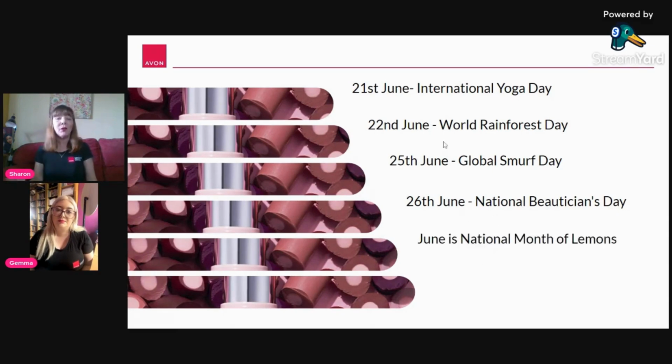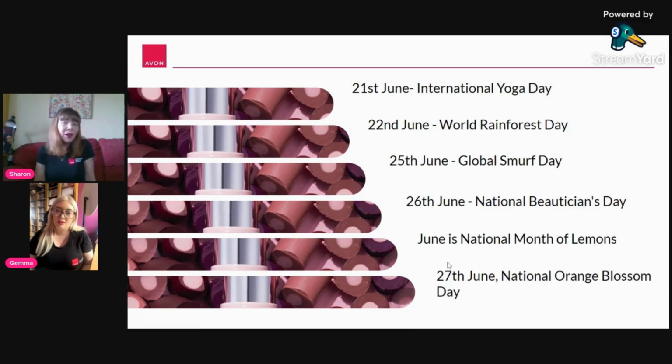Then the whole month of June is the month of lemons. So we've got Lemon Burst. You could potentially put a little set together and do your own week of lemons. It is down to your personal preference, how much effort do you want to put into it. So I like that one. Then obviously we've got the 27th of June. That is National Orange Blossom Day. Now you can tie that in with fragrance if you wish. We do have a few fragrances that have orange blossom in them.